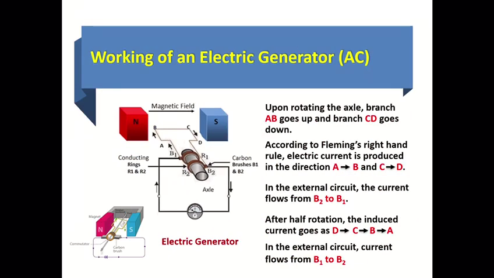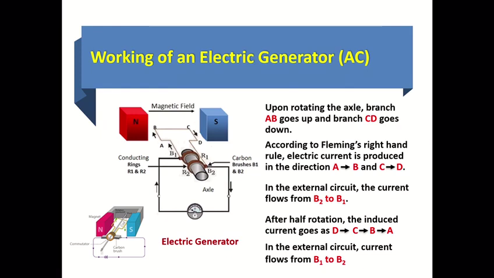Now let us see the working of an electric generator. When I am explaining, just concentrate on the diagram. Just look at the axle. The axle is rotated with the help of a machine from outside. Because of this, the coil ABCD starts rotating. Upon rotating the axle, the branch AB goes up and the branch CD goes down. That is, the coil ABCD rotates clockwise.